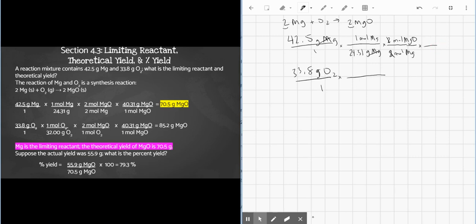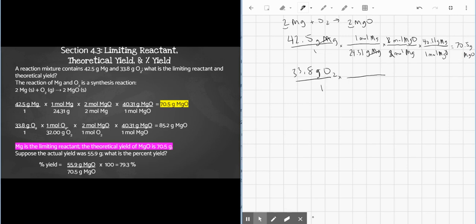I'm going to change it to grams of magnesium oxide by multiplying by the molar mass. So when we add our mass of magnesium and mass of oxygen, I get 40.31 grams. Okay, so mathematically multiply the 42.5 and the 40.31 and divide it by the mass of magnesium, and we get 70.5 grams of MgO.